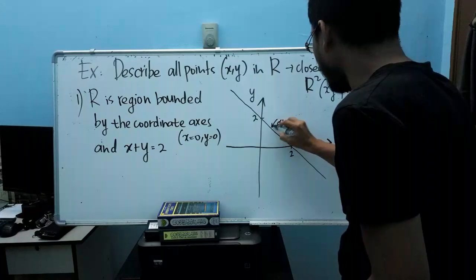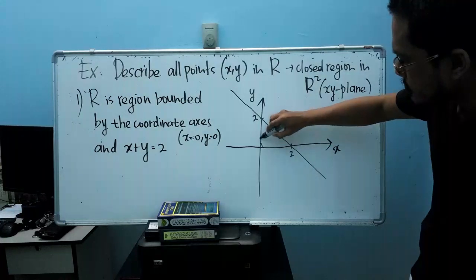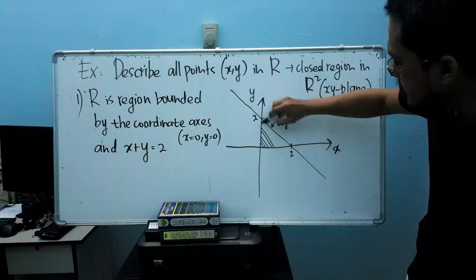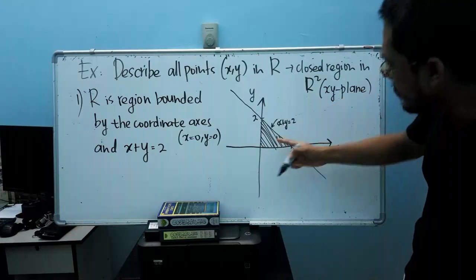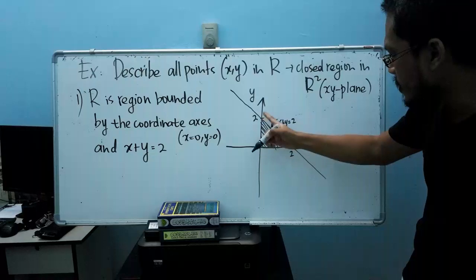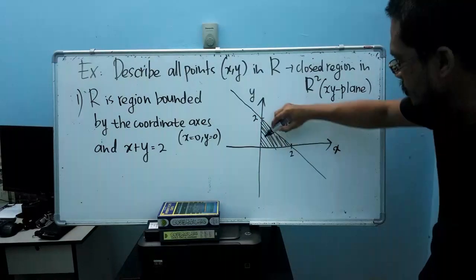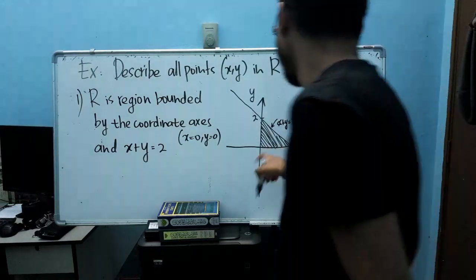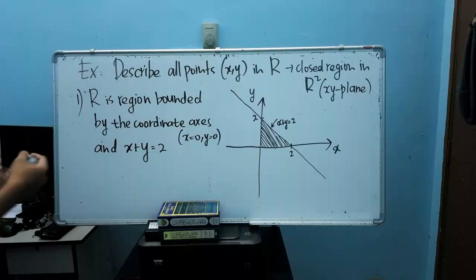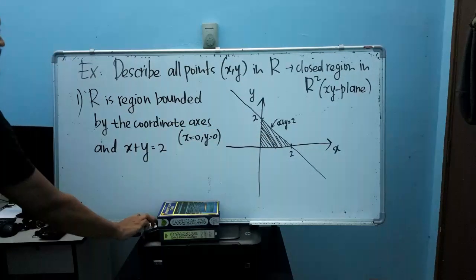So where is our R? Our R will be inside here, since R is a closed region bounded by the coordinate axes and also this straight line. So this one will be my R, inside here. Now we want to describe all points in R.